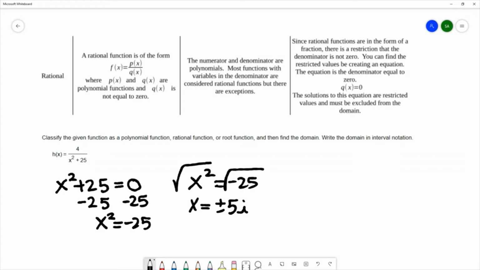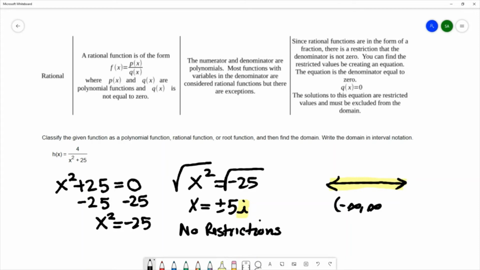So these would be my restricted values. Now when we're talking about domain, we only consider the real numbers. And since we got an imaginary number here, we can say that there are no restrictions. And since there are no restrictions, our domain will consist of the entire number line, which is negative infinity to infinity. So the domain of this rational function is negative infinity to infinity.